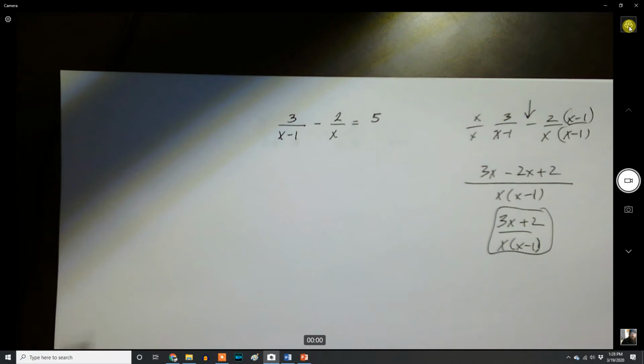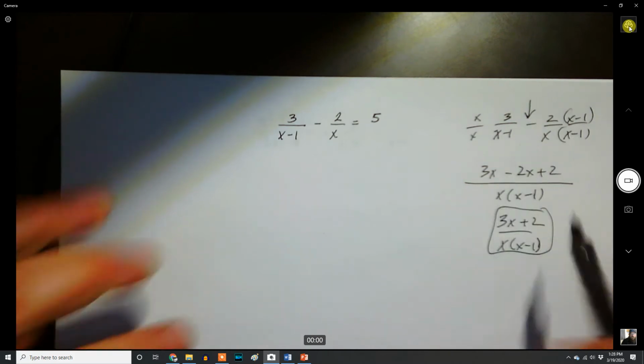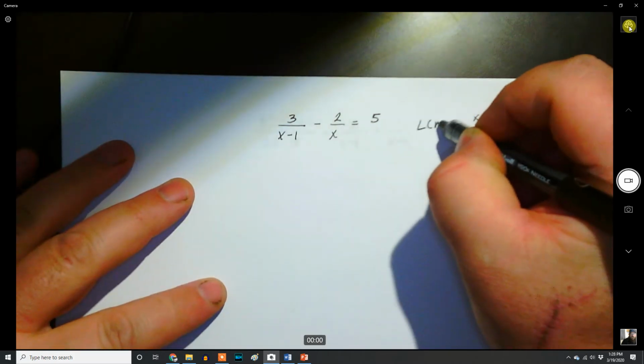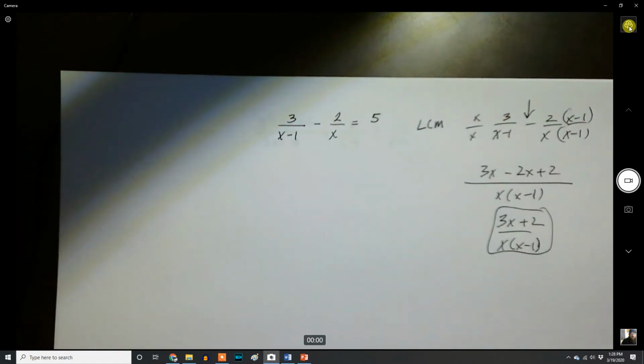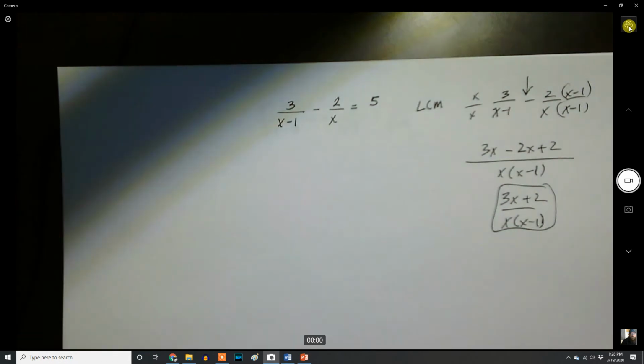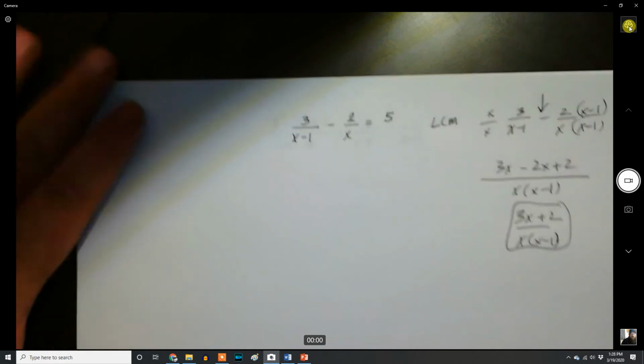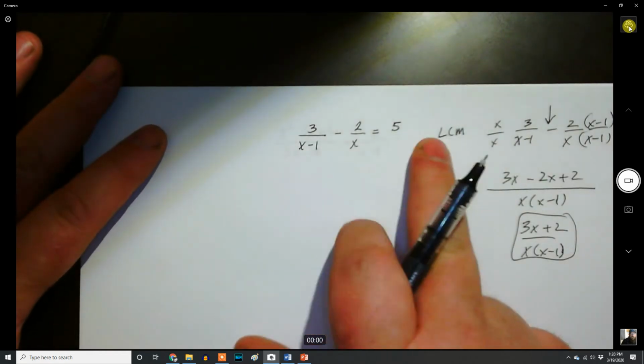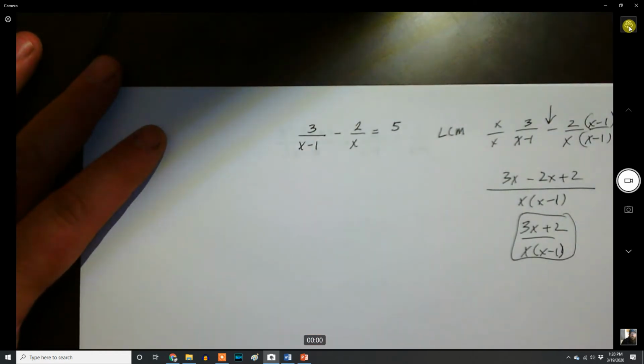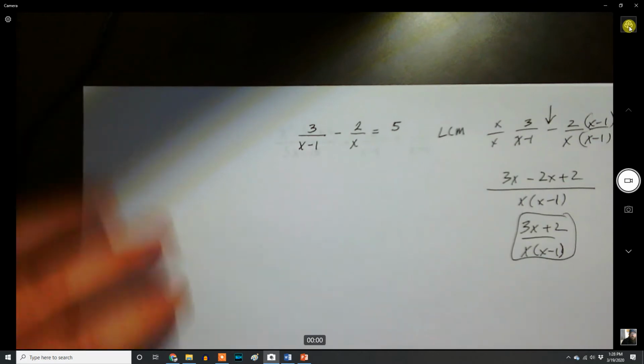Got a common denominator, did all that. You see our common denominator, though? Do you remember the common denominator is the LCM, right? So here's the trick we can do with this. It's not a trick. If you multiply one side of an equation by something and you do the same exact thing to the other side of the equation, it still stays of the same value. Well, what we can do is multiply both sides of this equation by the LCM of all of the denominators. So here's what we're going to do.